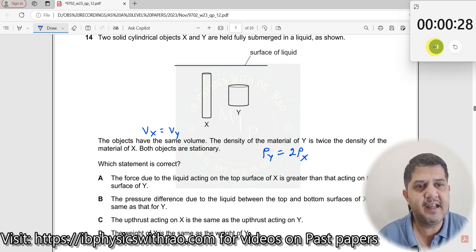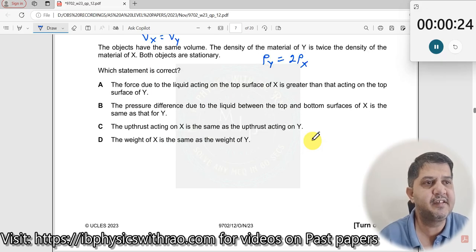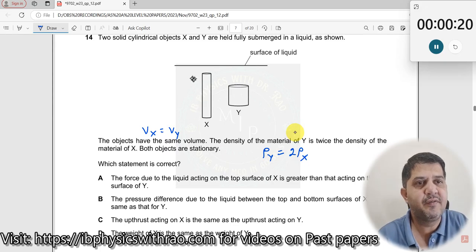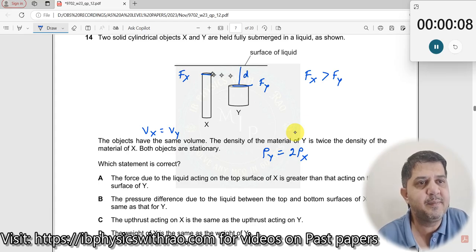The force acting due to the liquid on the top surface of X is greater than that acting on the top surface of Y. Which means the force at this point, Fx, and this is Fy, he says Fx is greater than Fy. Is it so? No. Why? Because this gives you the depth D1 here, this gives you the depth D2 over here. The pressure at this point is higher as compared to this.